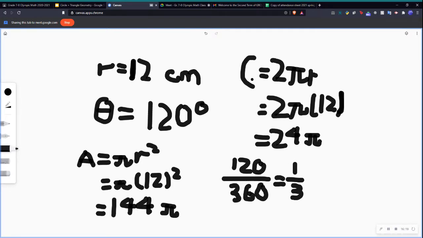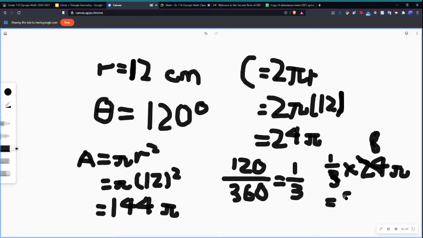So we can just multiply the circumference by 1/3. Just do 1/3 times 24 pi, and cross-cancel 24 over 3 to get 8. This will just leave you with 8 pi. Right, so that's our arc length.